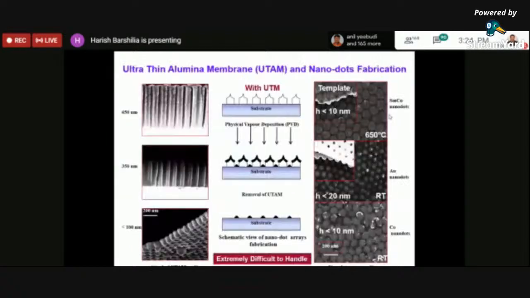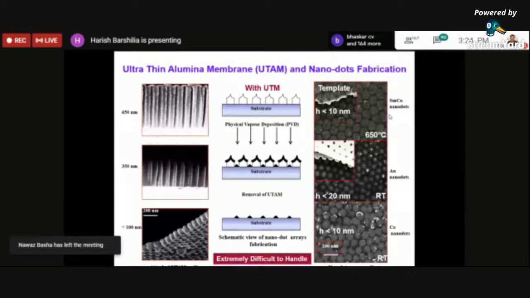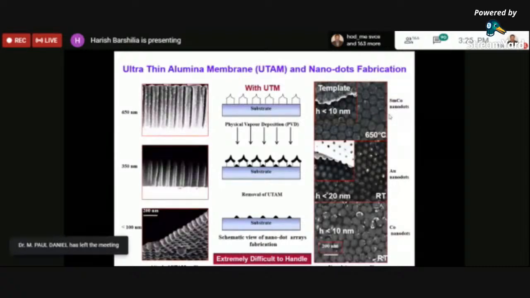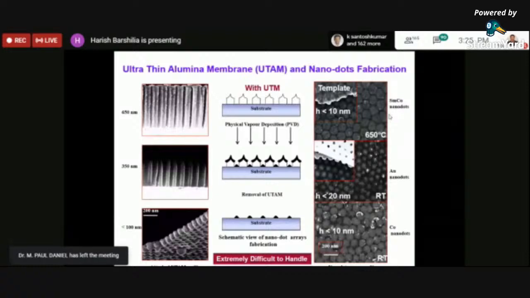For example, here you can see that we use this membrane to develop various nanodots. In the next slide, you will see that you can also develop nanowires. The nanodots are basically used in your computer hard disk. Here, typically, I have shown samarium cobalt, a magnetic material used in hard disks. You can have gold nanodots, cobalt nanodots, any kind of material, just by using these templates as a growth mechanism.